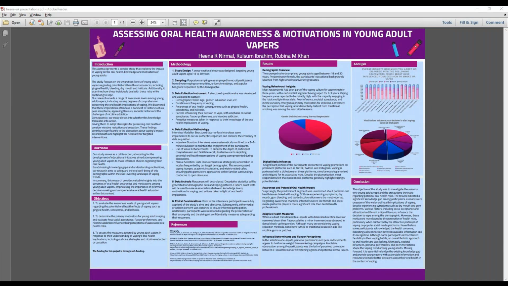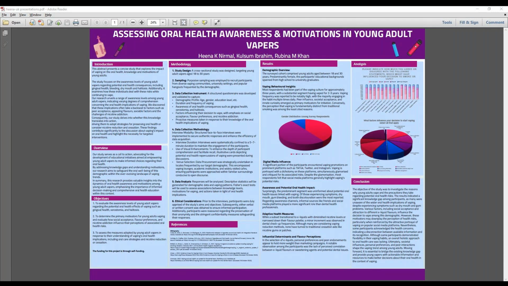So the overall study objective was to explore why young adults vape and the awareness of oral health risks. Our key findings include that many participants lack knowledge about oral health risks from vaping, despite experiencing symptoms like dry mouth and gum issues. Factors like social acceptance and appealing e-liquid flavors influence their vaping choices, sometimes minimizing health concerns. Social media's positive portrayal of vaping further shapes their perceptions. Some participants acknowledged health concerns but lacked a holistic approach to oral care.